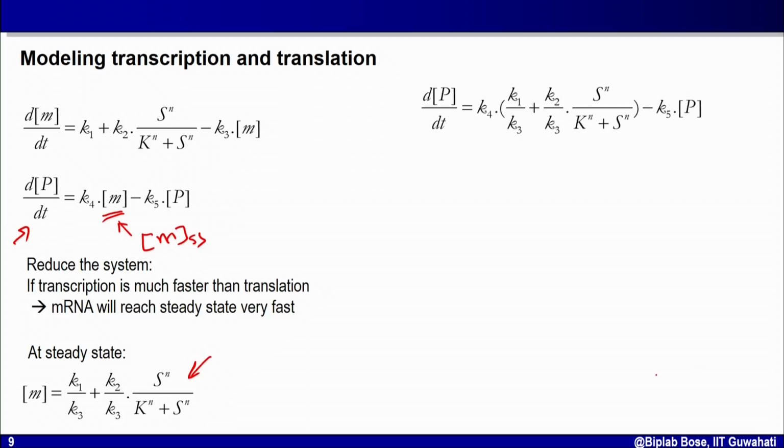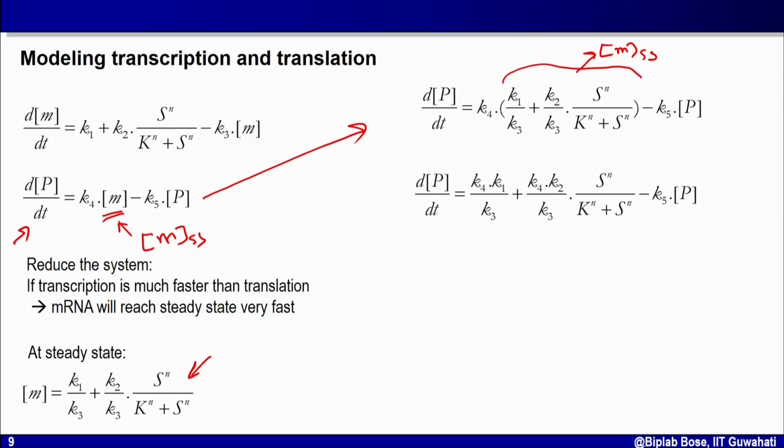So I will replace that. From this relation, I can write dp/dt equal to K4, the rate constant for translation, into the steady state concentration of mRNA that we have just calculated, K1 by K3 plus K2 by K3 into the Hill function, minus K5 into P. Now I will club multiple parameters together.